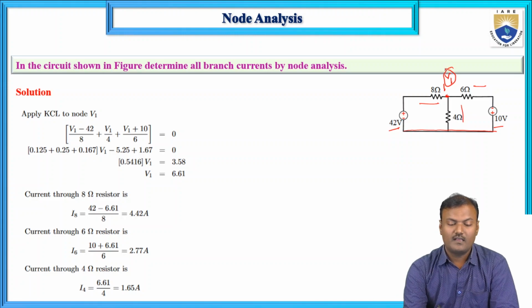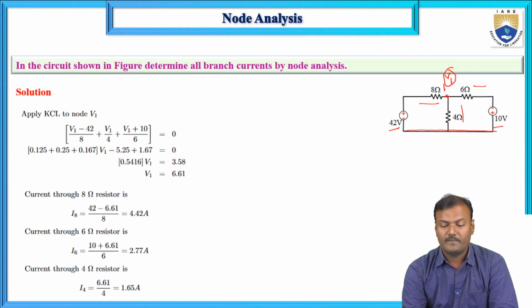So applying KCL to this node, V1 minus 42 divided by 8 ohms plus, all the currents are assumed to be flowing away from this node.